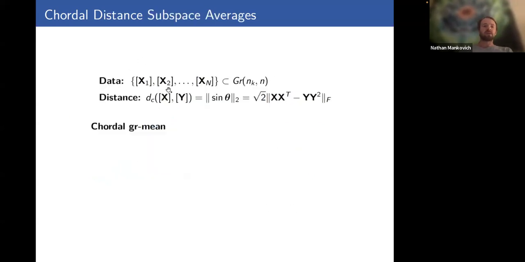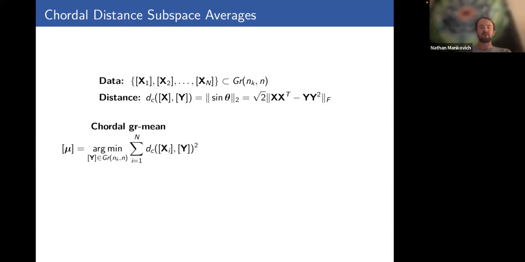Okay, so now we're ready to talk about chordal distance subspace averages, or subspace averages with the chordal distance. If we have a data set, which is a set of subspaces, like we saw in the first slide, think like a bunch of planes through the origin, and we have our distance, which is this chordal distance, then we can compute means, which is adding up all the distances squared. So find the point that's closest to all the other points using the distance squared.